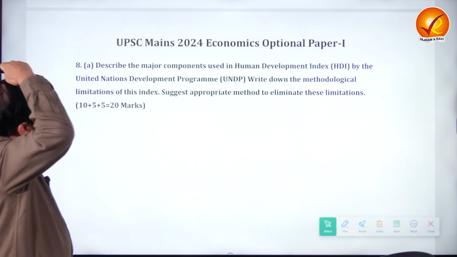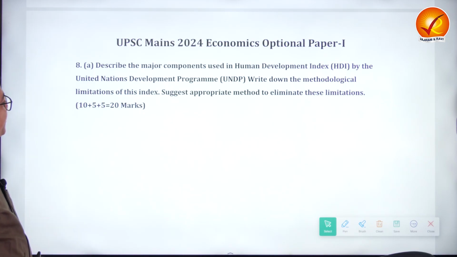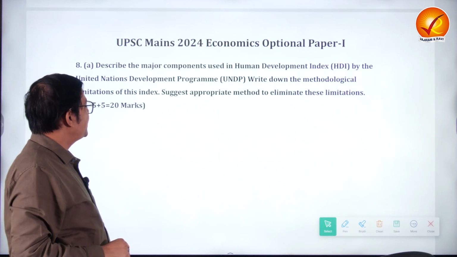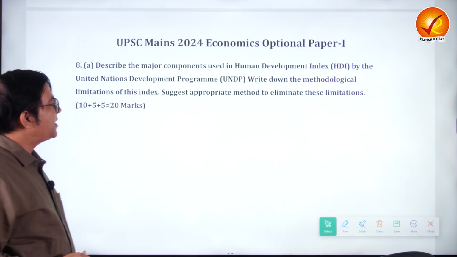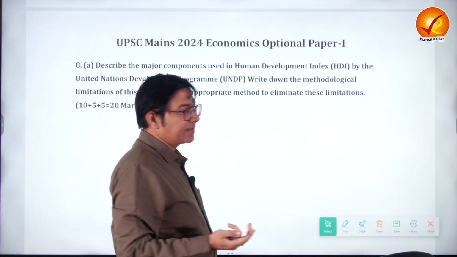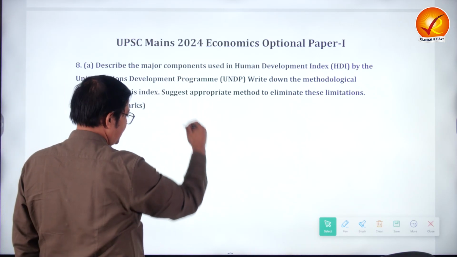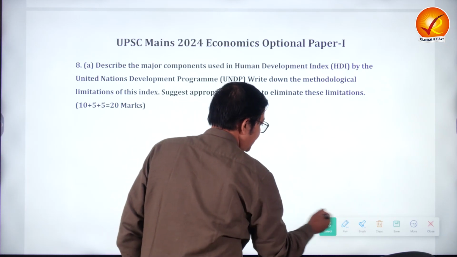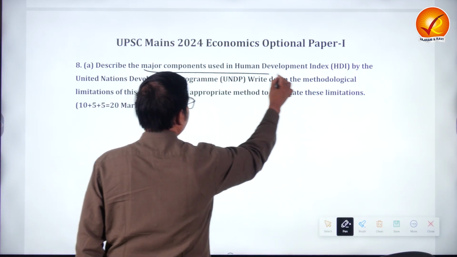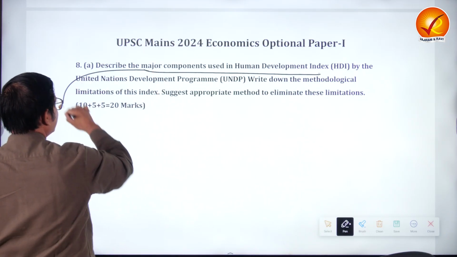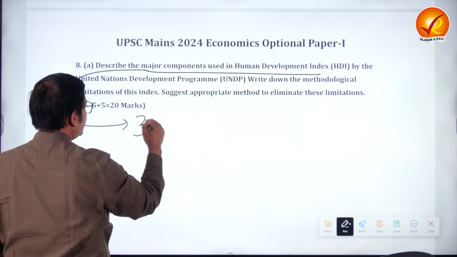Describe the major components used in HDI, the Human Development Index of UNDP. Write down methodological limitations. Suggest an appropriate method to eliminate these limitations. Again, a very straightforward question. Major components, the first thing: the major components used in the Human Development Index. I'm sure all of you know.